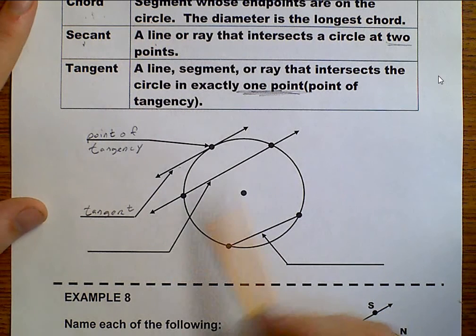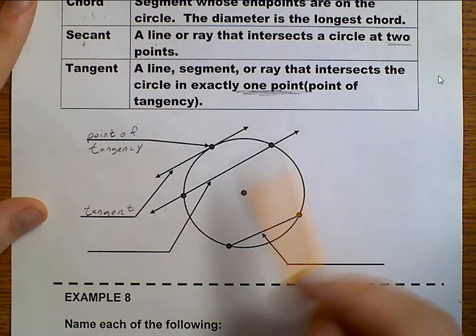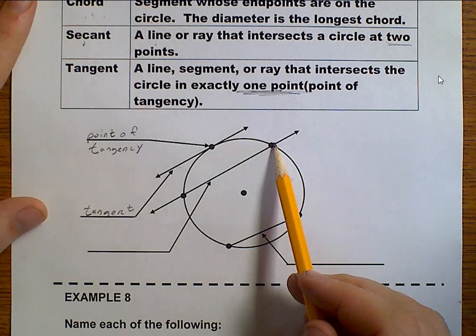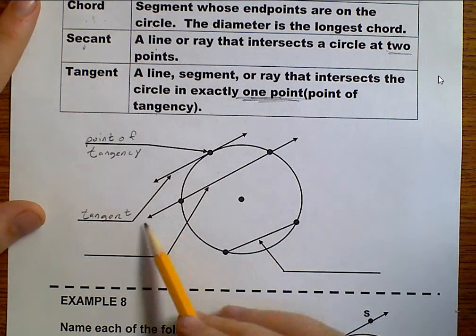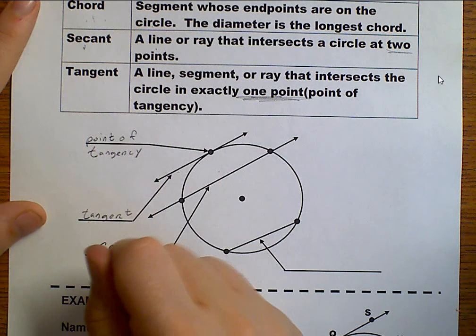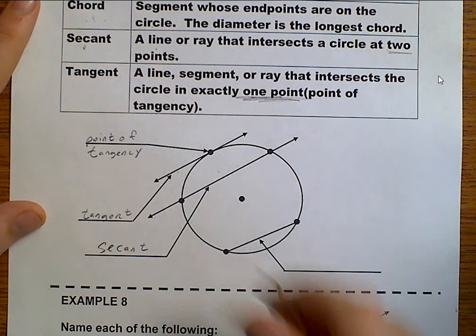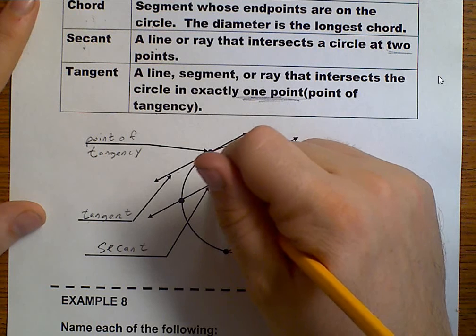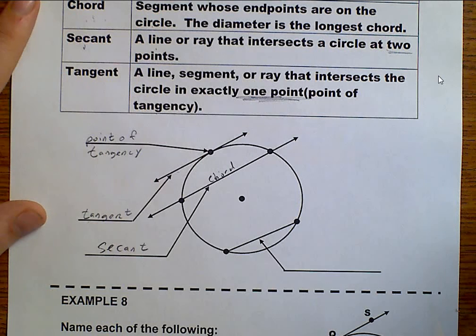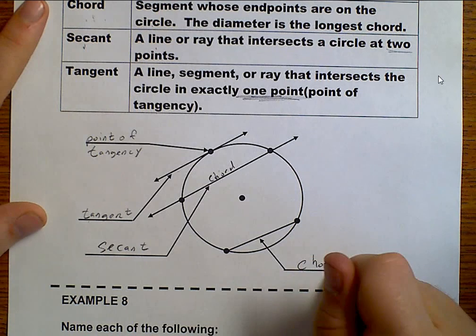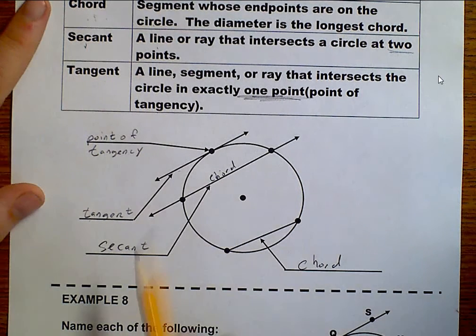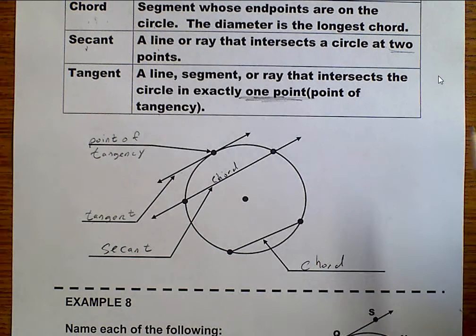Here, we have a line who happens to go through the circle. While this segment is called a chord, the whole line is called a secant. I'll go ahead and write that this is a chord. And this right here is also a chord. So secants will always make a chord. Okay?